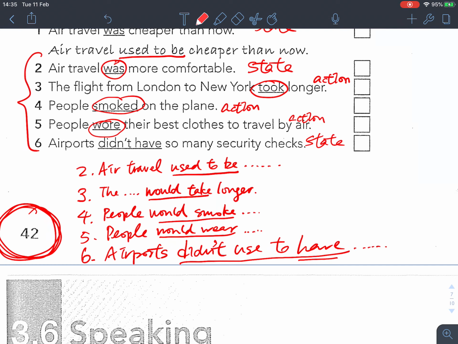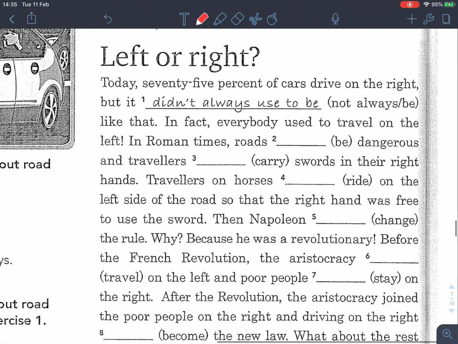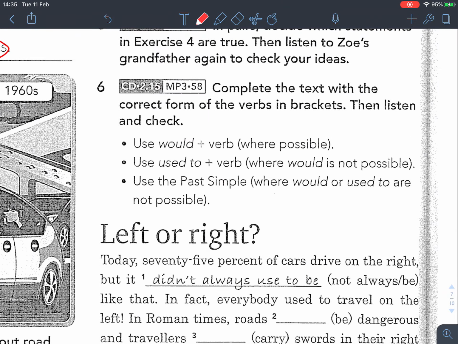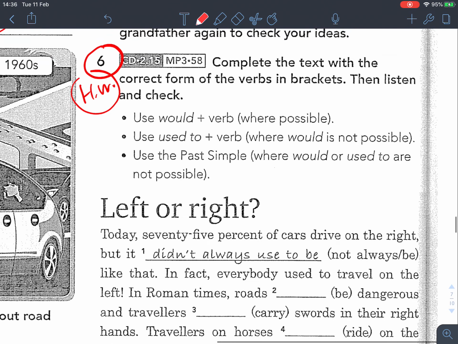Okay. So now we're going to look at question 6 on the next page. All right. So for this one, I'm going to ask you to do the questions, and we won't check the answers in this video. Okay, I'm going to check the answers when school resumes later. So please write down homework. You have to fill in the blanks. Okay, follow the instructions carefully. So use would and verb where possible. So just like the last time.